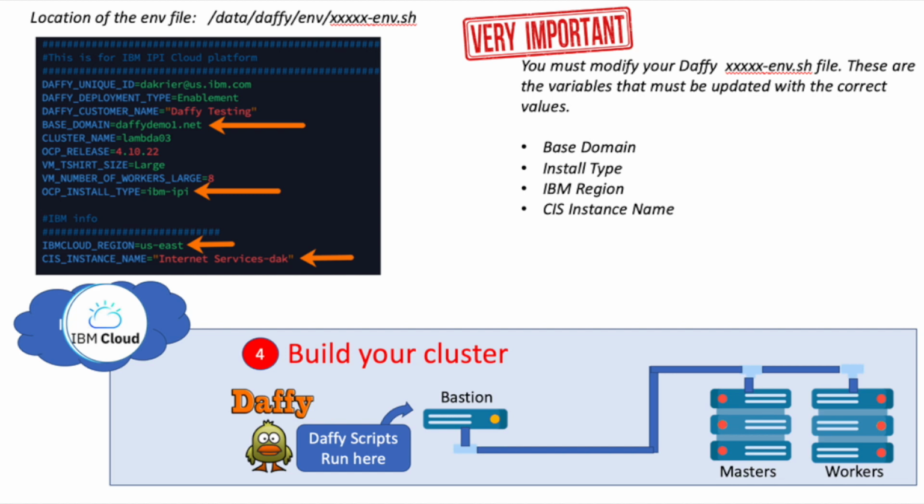Now that you have the base domain properly configured, these are the environment variables you will need to set to deploy OpenShift on IBM Cloud using the IPI method.